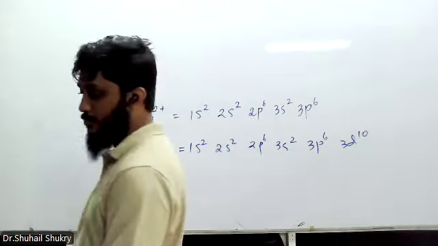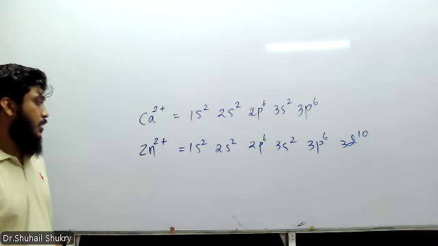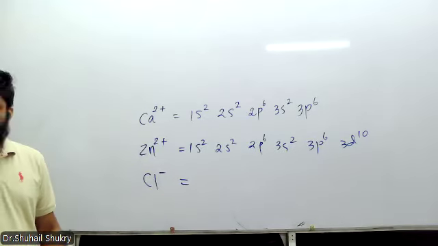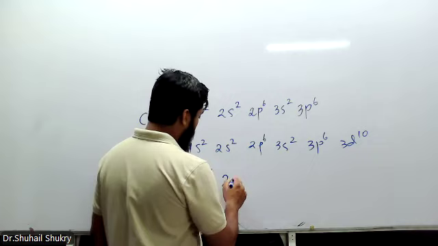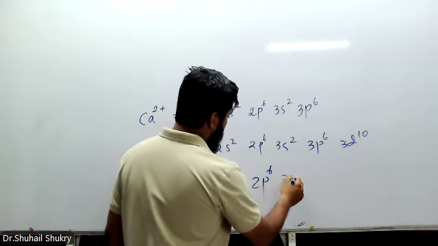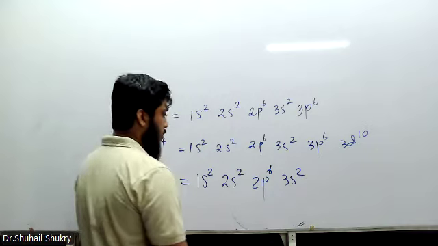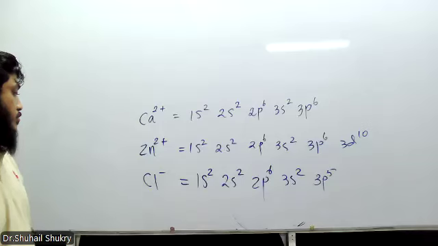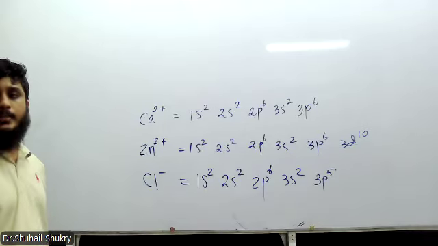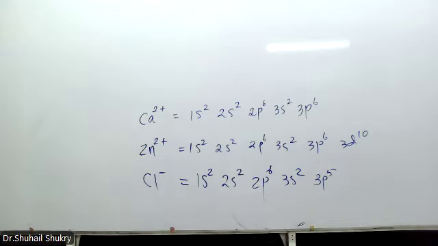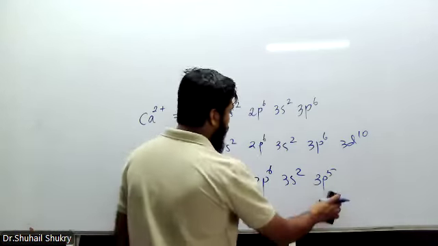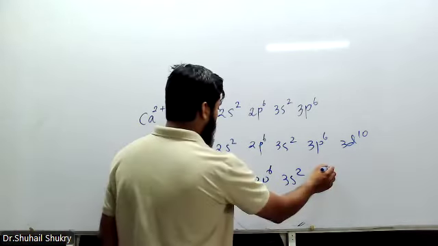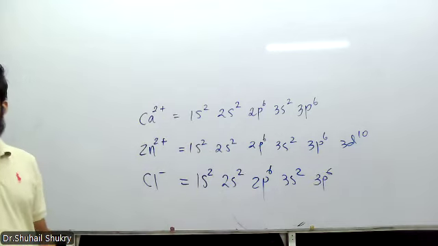Got the point? In the same way, we'll think about Cl minus. Normal chlorine is 17. How do you get 17 here? 1s2, 2s2, 2p6, 3s2, 3p5. For Cl minus, what will happen? One electron will be added. When one electron gets added, 3p5 goes to 3p6. Is it understandable?